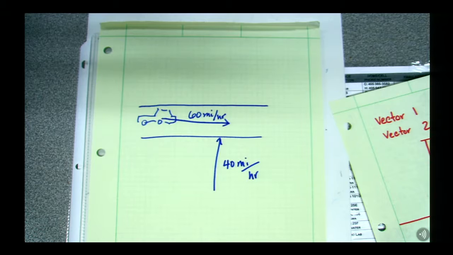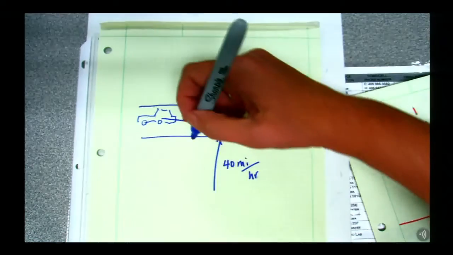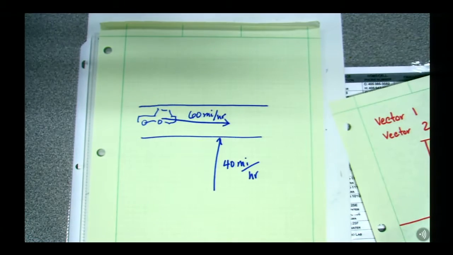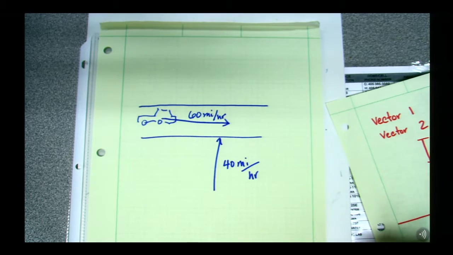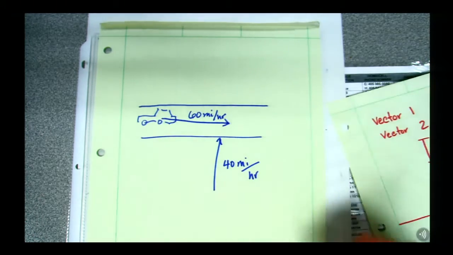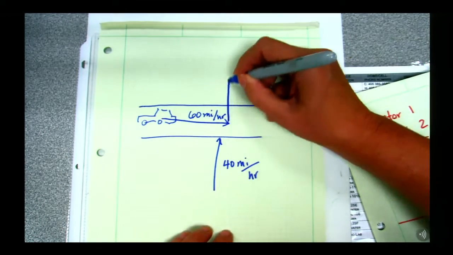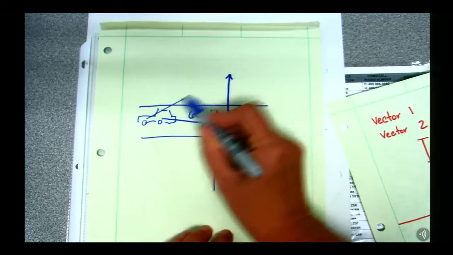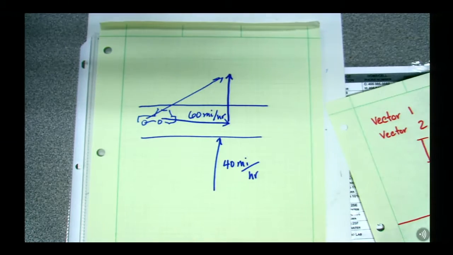What do I got to do to keep my car on the road? I got to keep my wheel turned towards the wind. Because if I don't, where's my car going to end up? I'm going to end up in the ditch, right? Because what happens is I'm adding those velocity vectors, and I actually might end up this way if I'm not keeping the wheel turned towards the wind.